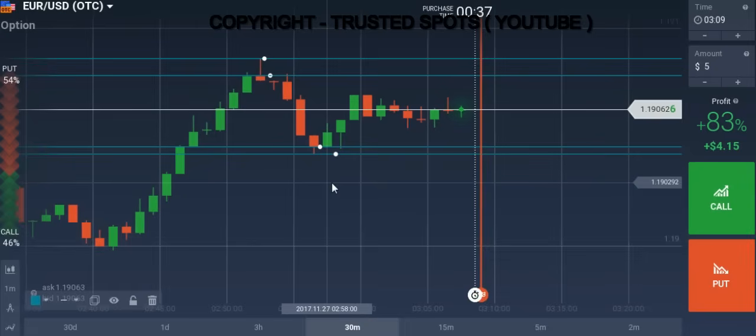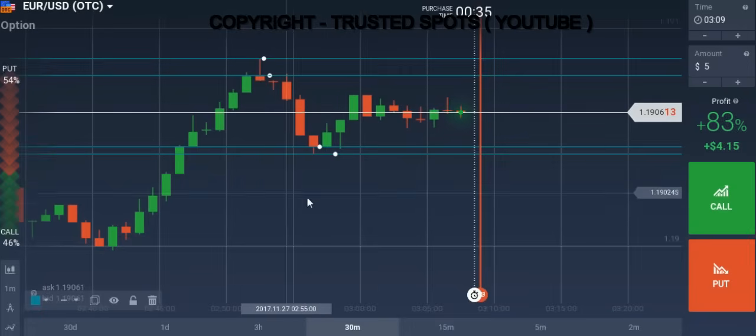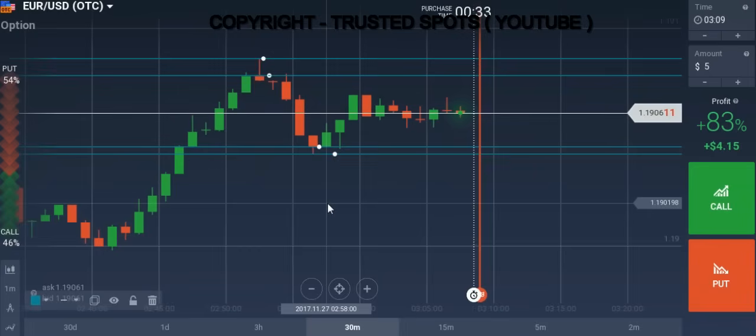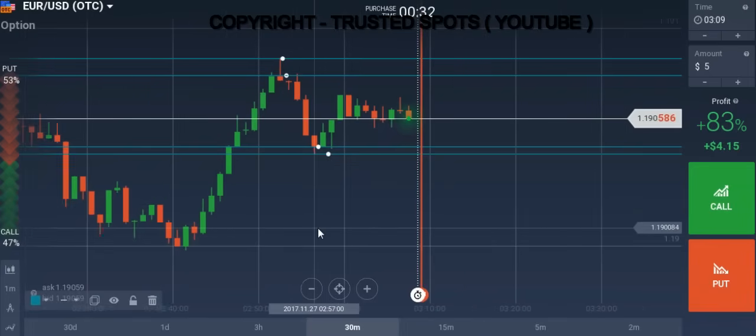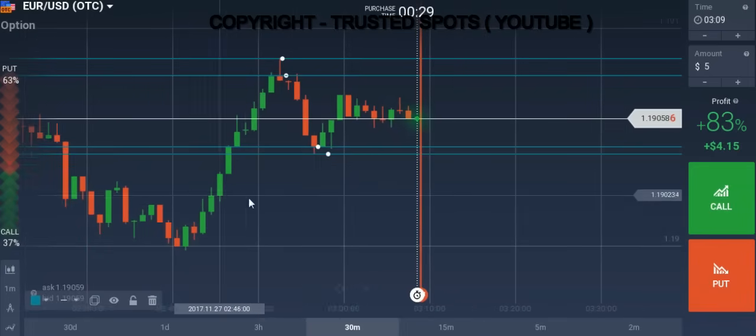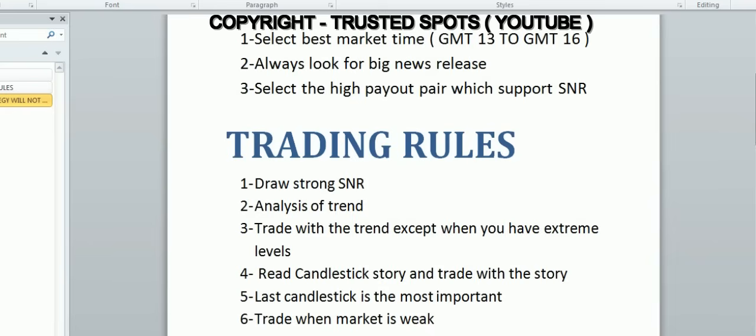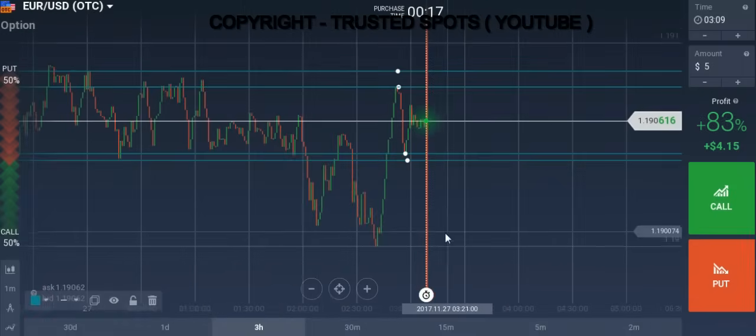After going through all the basic rules, the first thing you have to do is to draw SNR on your selected pair. As you can see, I have drawn this level. So now let's go to the second rule. The second rule is analyze the trend. You have to analyze the trend. So let's go and analyze the trend.